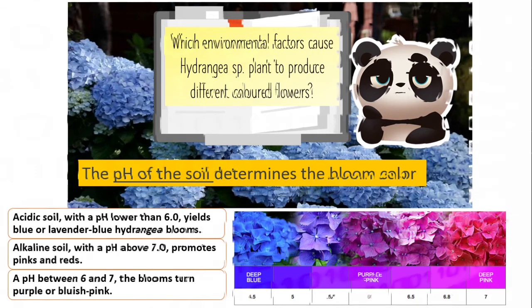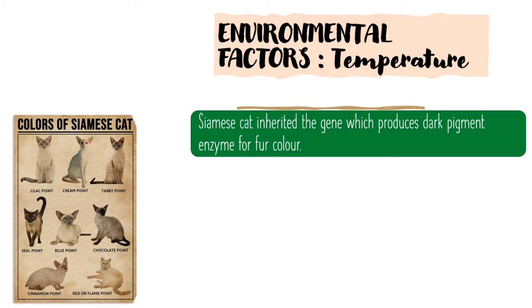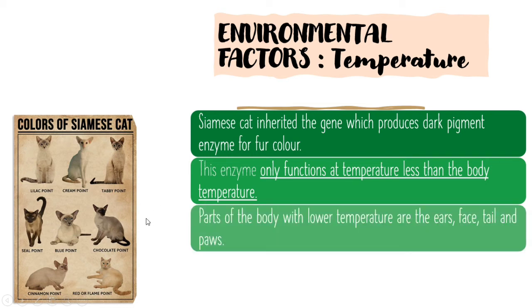So this is another example of an environmental factor. Before this we discussed the pH of soil. Now it is temperature. Look at the color of the Siamese cat. The Siamese cat inherited the gene which produces a dark pigment enzyme for fur color. This enzyme only functions at temperatures less than the body temperature. So the parts of the body with lower temperature are the ears, face, tail and paws.